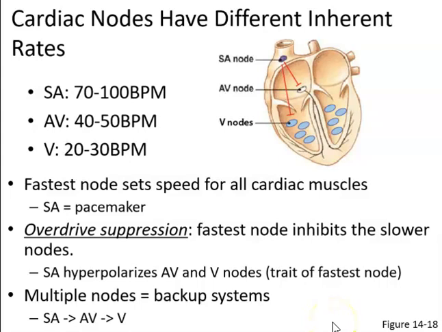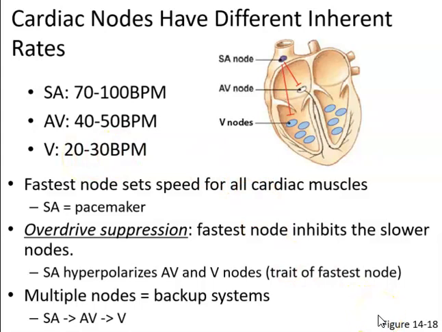So cardiac nodes have different inherent rates. We know that the fastest node will set the speed for all cardiac muscles, and the node with the fastest speed is the sinoatrial node. So the SA node contracts at about 70 to 100 beats per minute. This is our inherent heart rate. This is our normal heart rate. The next fastest is the atrioventricular node at 40 to 50 beats per minute, and then the ventricular nodes at 20 to 30 beats per minute.